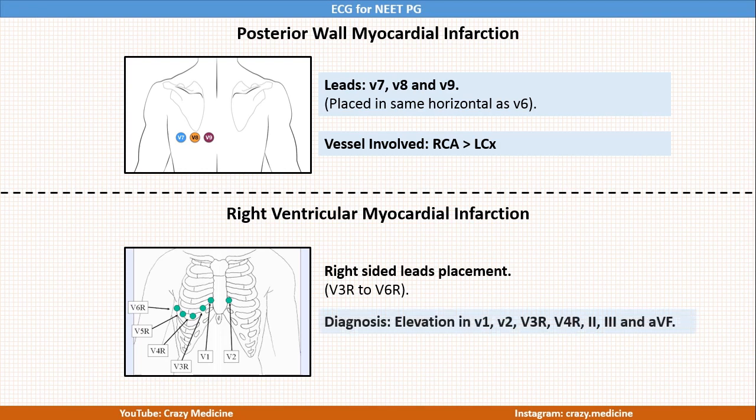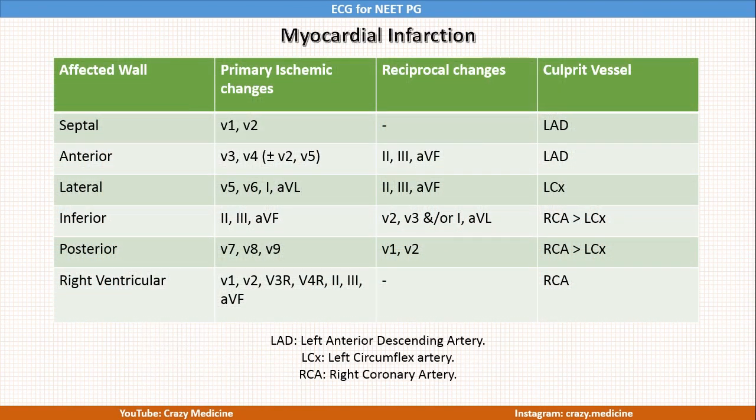If there is elevation in V1, V2, V3R and V4R along with 2, 3 and aVF, it is right ventricular MI and the culprit vessel is the right coronary artery. This is the summary of affected wall, leads of primary ischemic changes, reciprocal changes and culprit vessel.